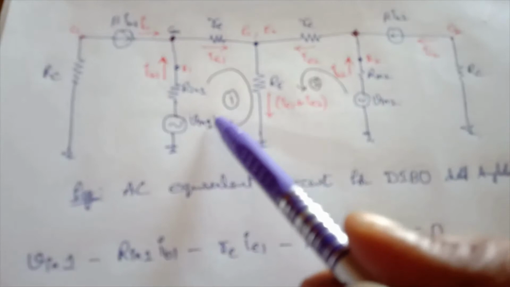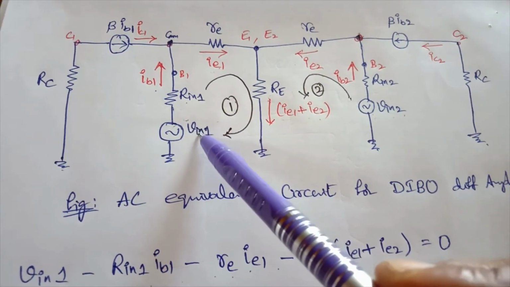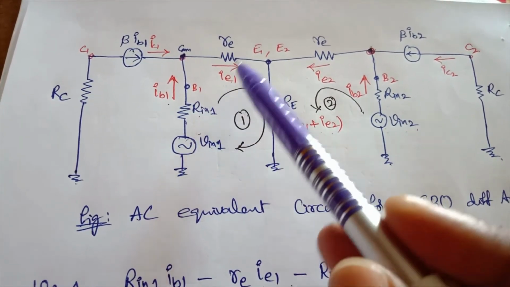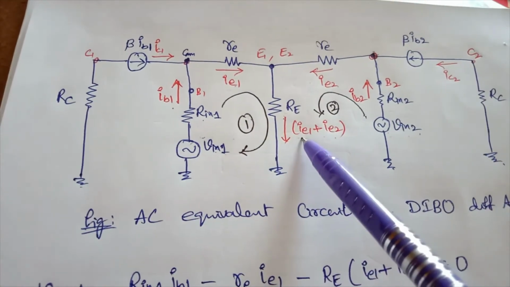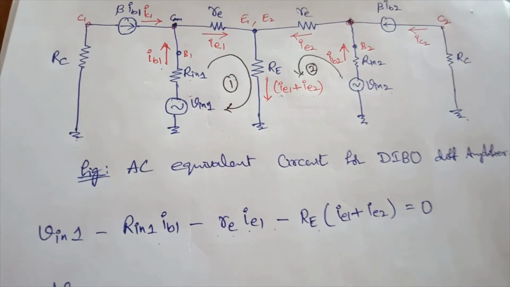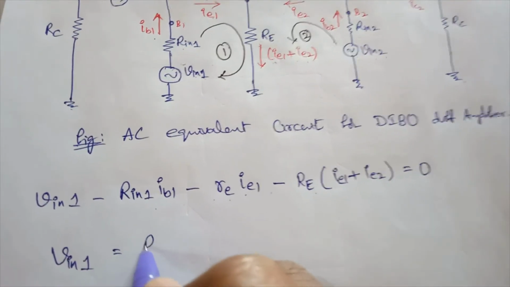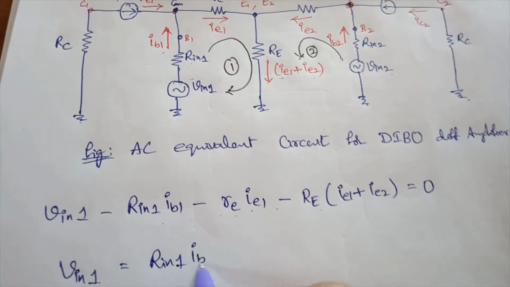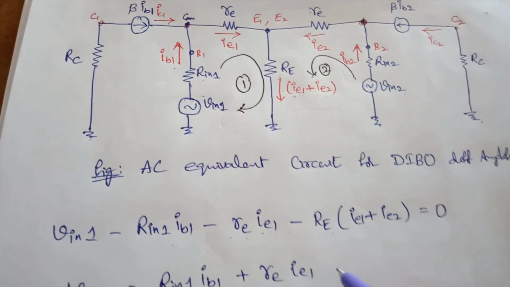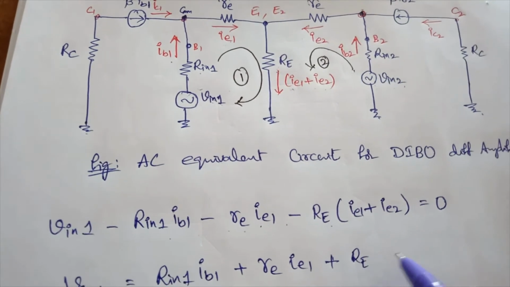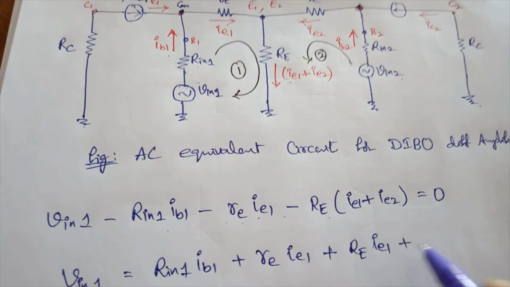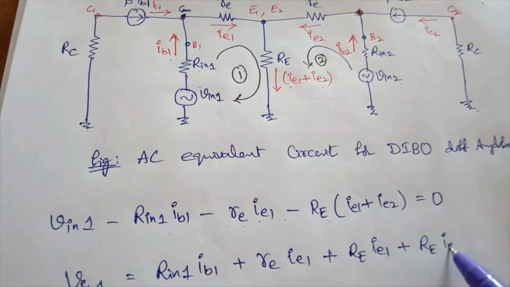I once again repeat it. So here Vin1 is the source, that is equal to the drop across Rin1 plus the drop across RE plus the drop across capital RE. So the same equation I write: the source potential is equal to the drop at the Rin1, that is Rin1 IB1, plus the drop across RE into IB1, plus the drop across capital RE, that is RE into IE1. So this one I split it into two terms, RE into IE2.